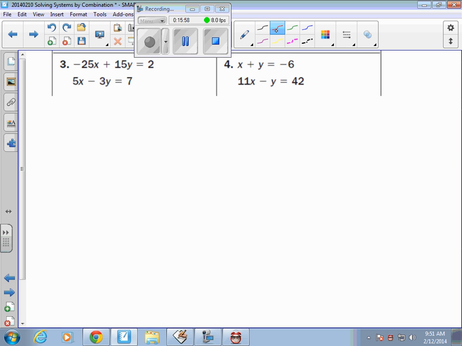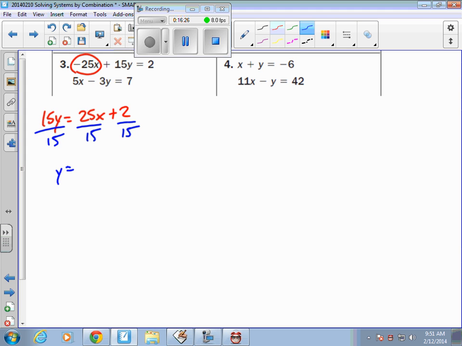Number 3 says negative 25x plus 15y equals 2, 5x minus 3y equals 7. In order to see both of these, put them in the slope-intercept form where you can see them. If you take that first equation and you move negative 25x over, it leaves you with 15y equals positive 25x. Remember, it switches signs. 2 doesn't move, so it stays as positive 2. Get rid of 15 times something by dividing by 15. Do it by this one and this one as well.